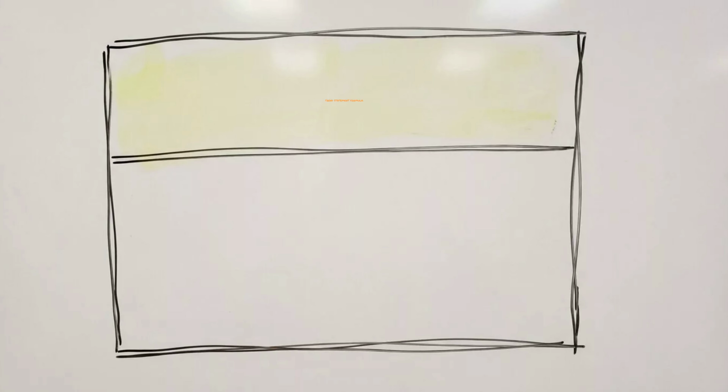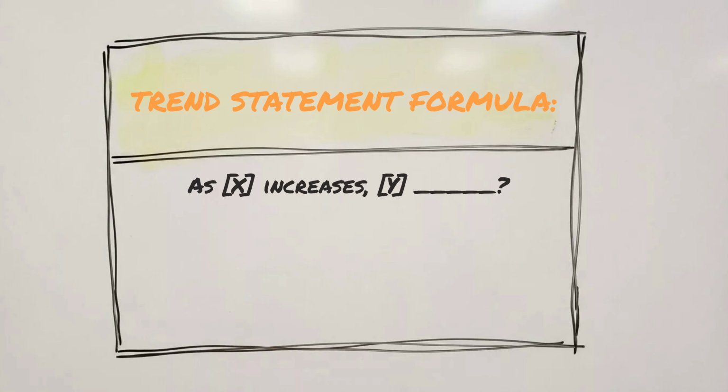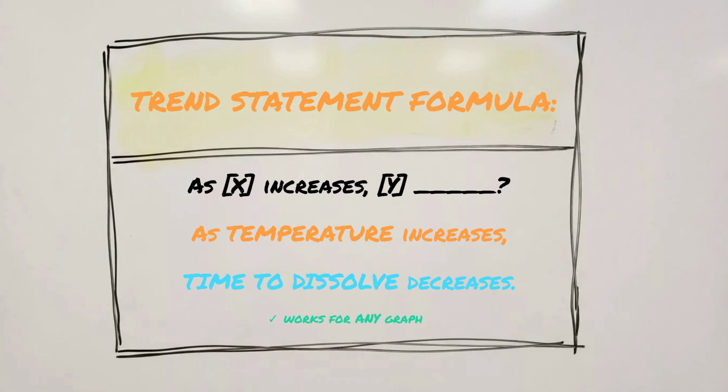Describe the trend. Common exam question. As temperature increases, the time taken to dissolve decreases. Learn this formula. It works for any graph in any exam.